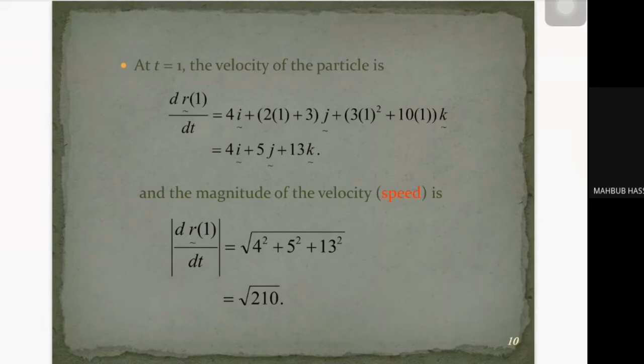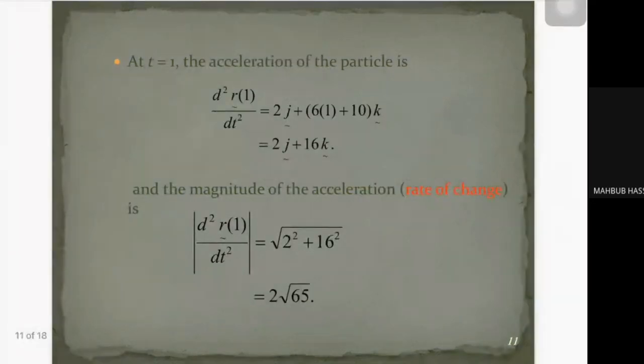Next, find the acceleration at t equal to 1. Substitute t equal to 1 into this acceleration. Then you will get 2j plus 16k. And find the magnitude, the square root of 2 squared plus 16 squared. You get 2 times square root 65. So this is the magnitude of the acceleration.